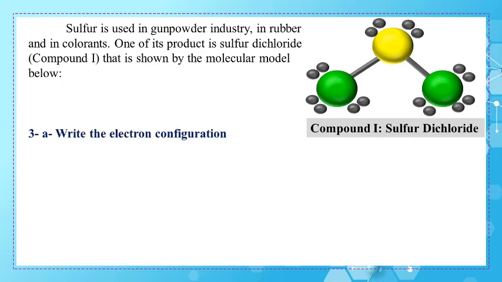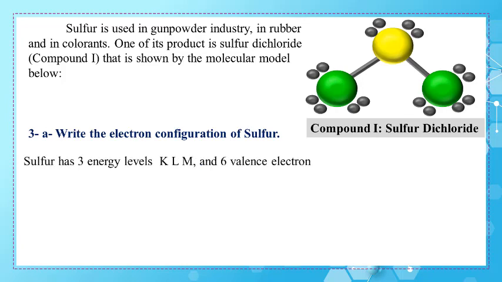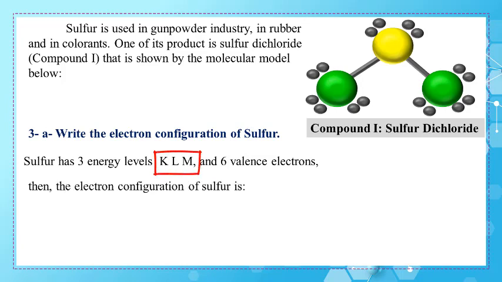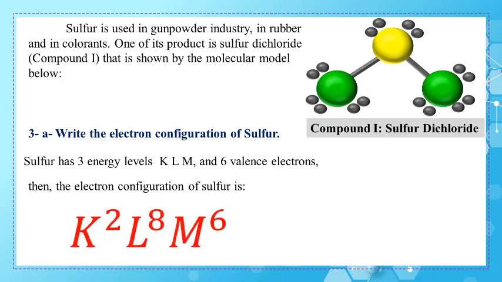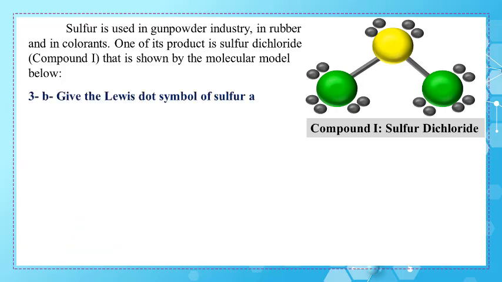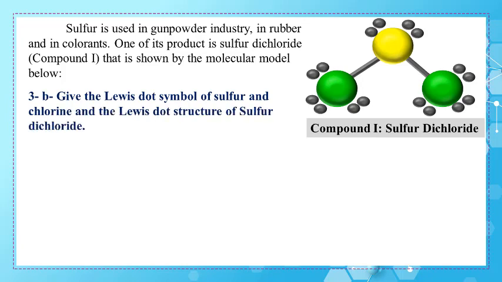In part 3a, write the electron configuration of sulfur. Sulfur has 3 occupied energy levels K, L, and M, and it has 6 valence electrons. K is saturated with 2 electrons, L is saturated with 8 electrons, and the 6 valence electrons are found on M. So the electron configuration is K2L8M6.